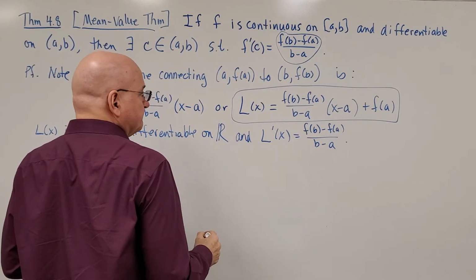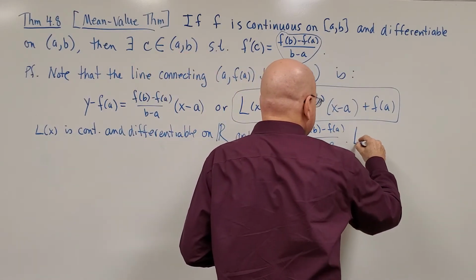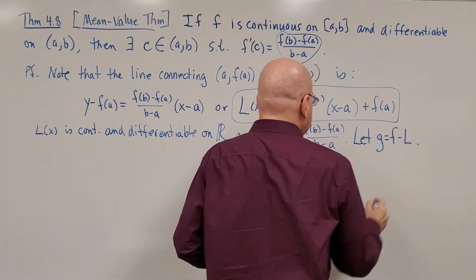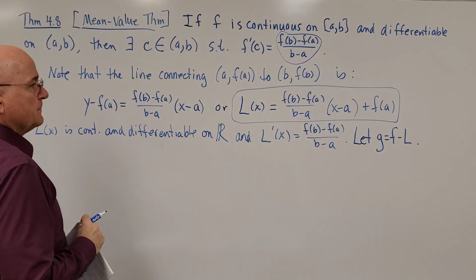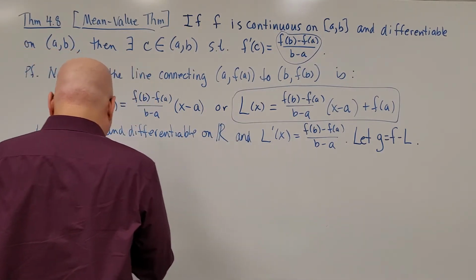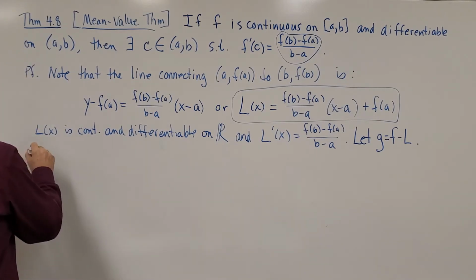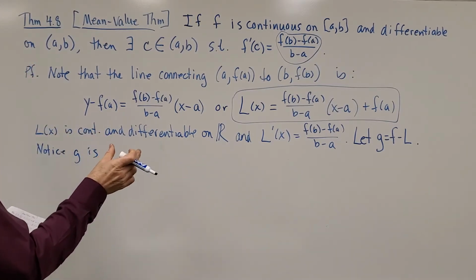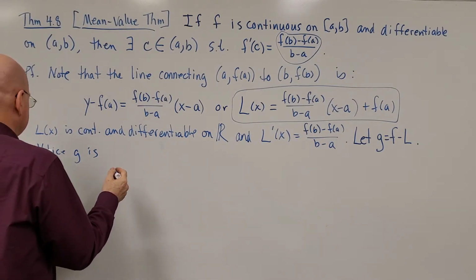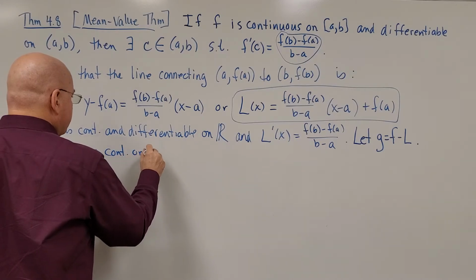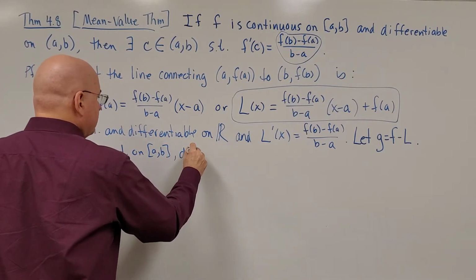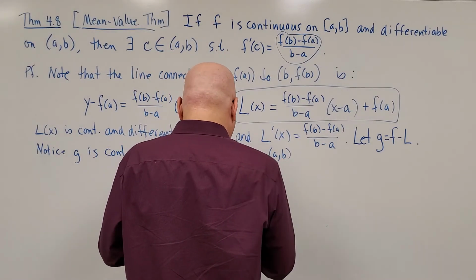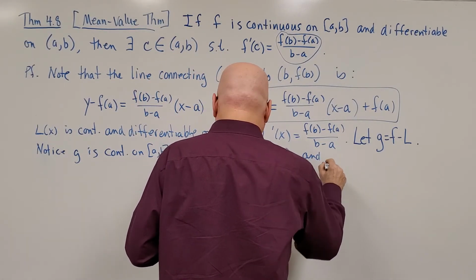Okay, I'm going to squeeze in a little bit right here. Let g be the function f minus the function L. Okay, g is continuous on the closed interval [a, b], and differentiable on the open interval (a, b). And we get the following.